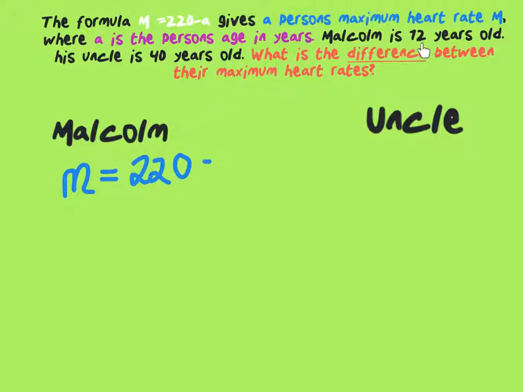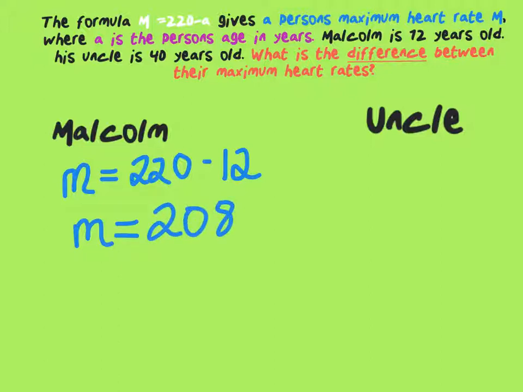Hopefully you said 12, because he's 12 years old, and a is the person's age in years. So instead of the a, we're going to make it 12. Now, all we have to do is 220 minus 12. You can do it on your paper, or if you can do it in your head, even better. It is going to be 208. So Malcolm's maximum heart rate is 208. You know you're done when you have a variable, an equal sign, and then a number.